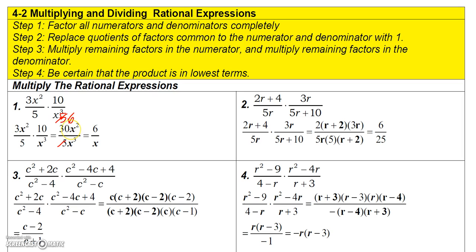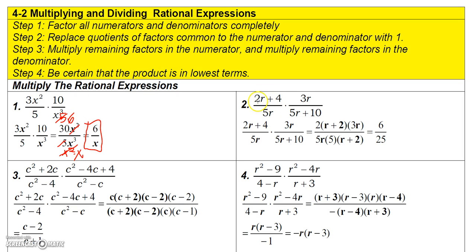Now I have x squared in the numerator and I have x cubed in the denominator. So remember, x cubed can be written as x squared times x. So that way I can cancel the x squared, because x squared over x squared is 1, but I still have a factor of x in the denominator. So that's going to just simplify to 6 over x for that one.